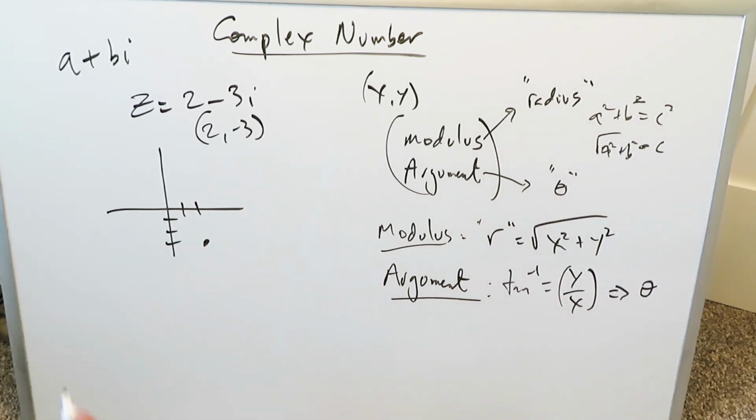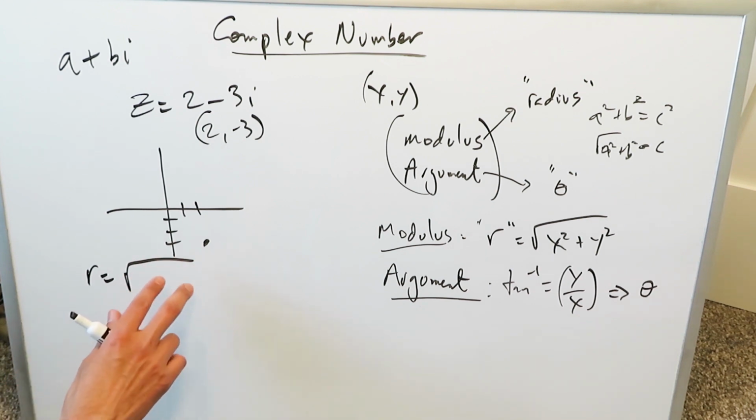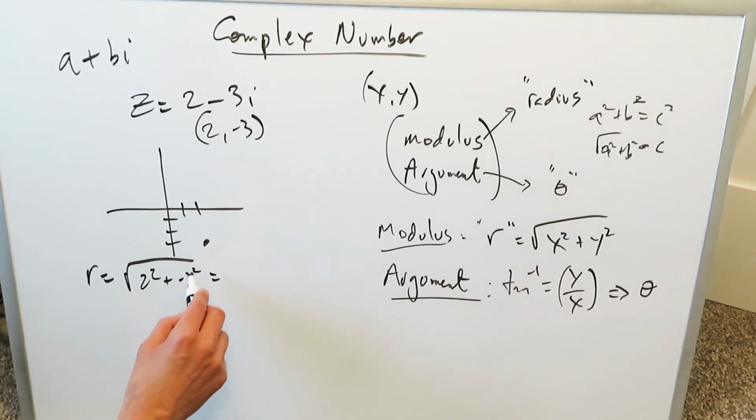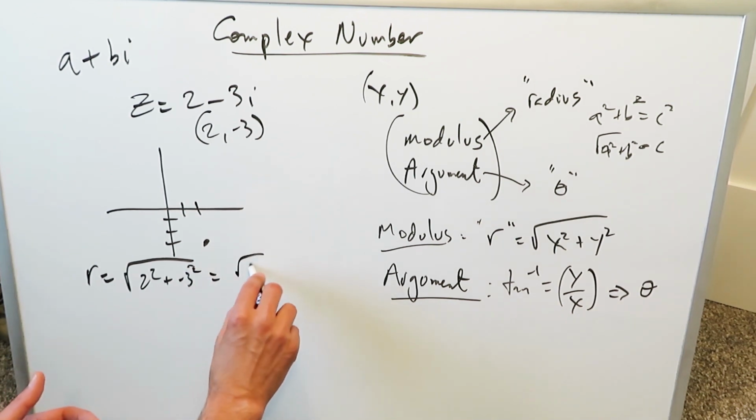You have to determine the modulus. The modulus is equal to the square root of the individual components squared. You're looking here at 2 squared plus minus 3 squared, and that's not hard. 4 plus 9, root 13.